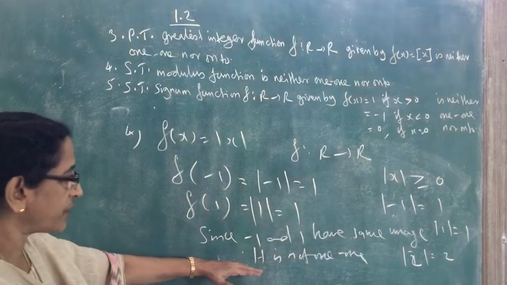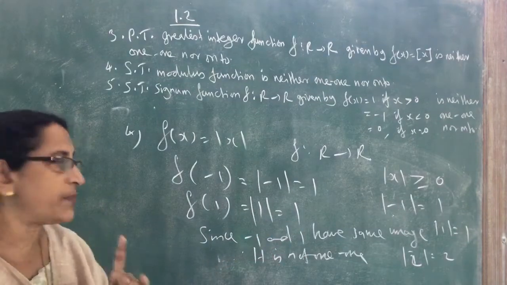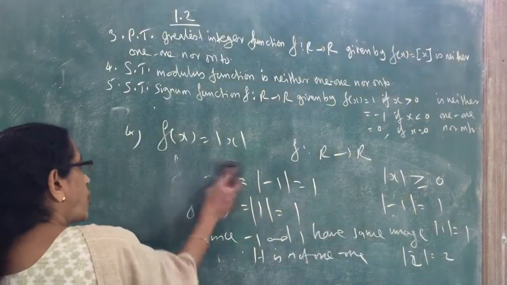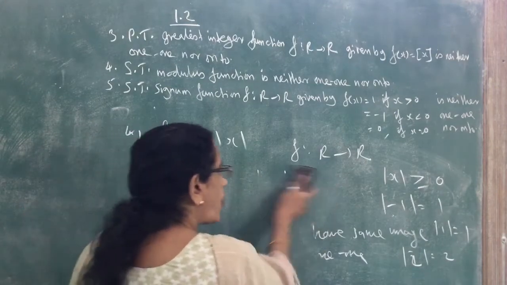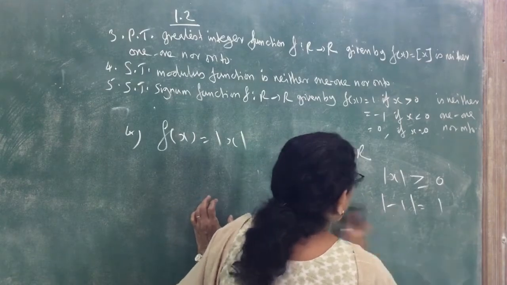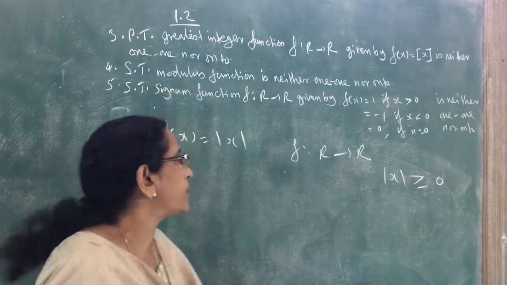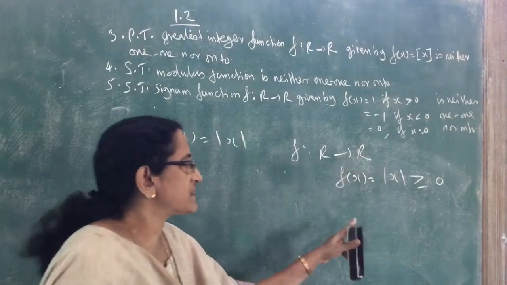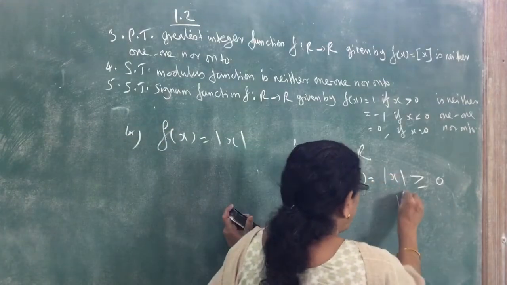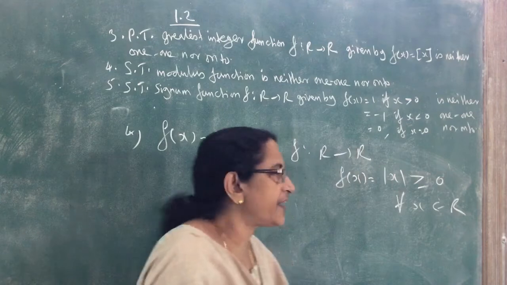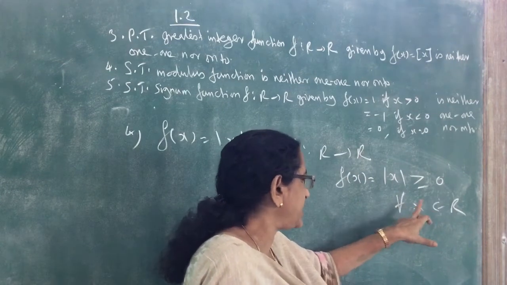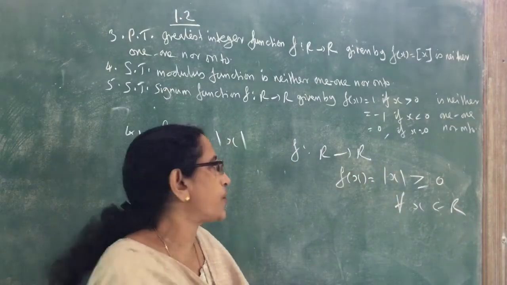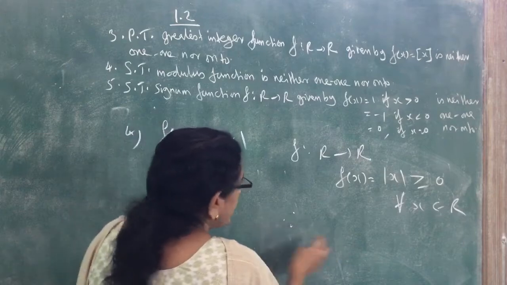So here we have written that it is not one-one. Just to show with one example, two elements have the same image, therefore it is not one-one. Similarly, we can prove it is not onto, just by saying which elements have no preimage. The modulus of a number is always greater than or equal to 0. So we can write f of x equal to modulus x, which is greater than or equal to 0 for every x belonging to R. For any real number x, modulus x is always greater than or equal to 0.